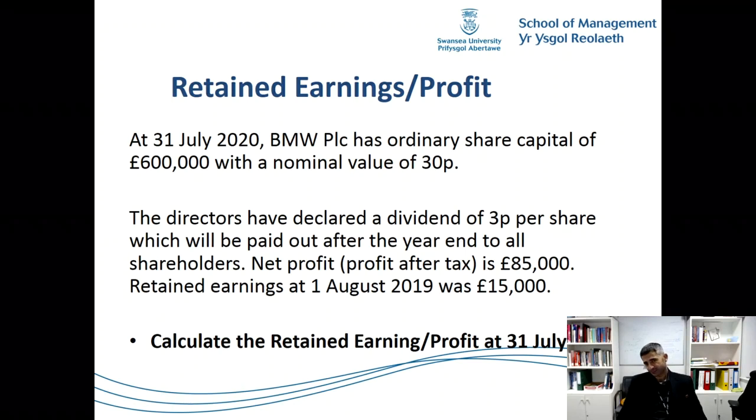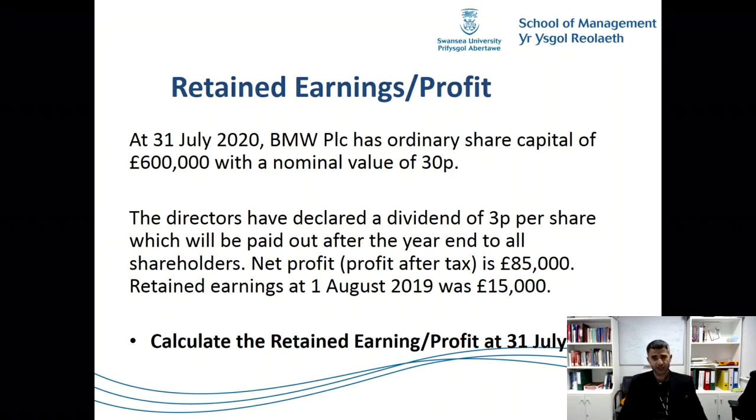Again, the question doesn't give you the number of shares. So what you need to do is simply take the share capital, £600,000, and divide it by the nominal value, which is 30 pence. The directors have declared a dividend of 3 pence per share. So any shareholder who owns shares, we will pay them 3 pence per share, which will be paid out after the year end to all shareholders. Net profit or profit after tax is £85,000.